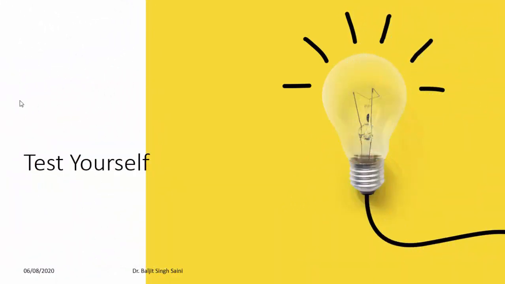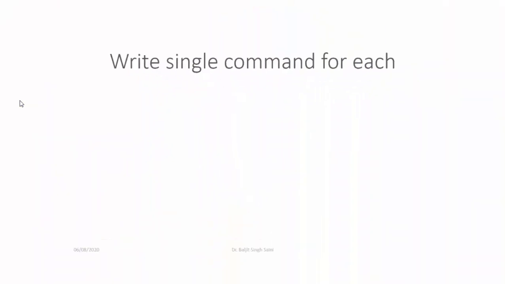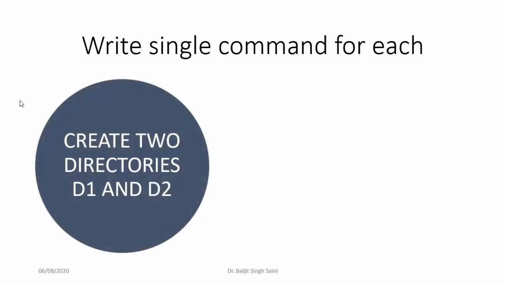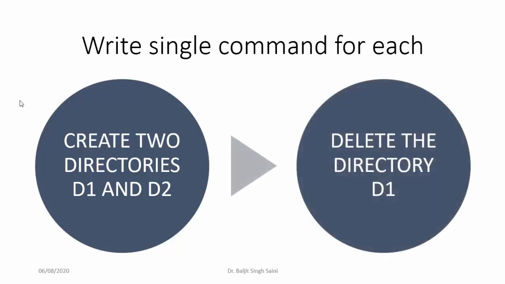Now there are a few questions for you to test your understanding. The first question is, write a single command for each of the questions that I'm going to ask. Only one command for each part. First, you need to create two directories D1 and D2. Write only a single command to do this. Once you are done, the next part is, write another command to delete the directory D1. Only D1 is to be deleted. I think these are pretty simple ones, so you should be able to do it. If not, you can put up your query in the comment section.